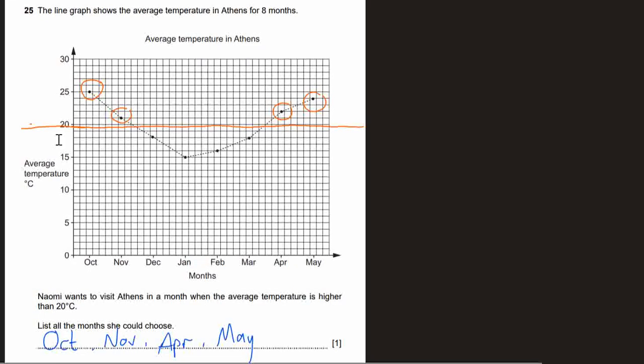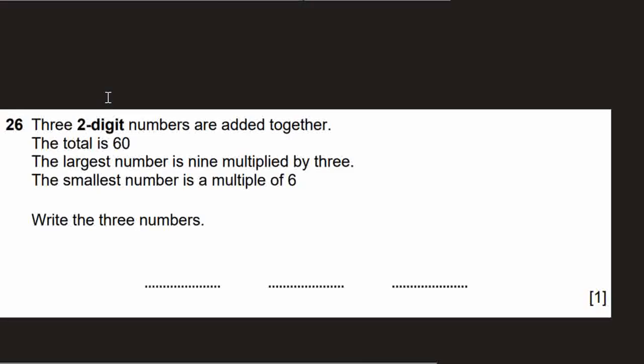Here is the answer and this is the explanation. Question 26. Three two-digit numbers are added together to make 160. The largest number is 9 multiplied by 3. The smallest number is a multiple of 6. Write the three numbers. One minute from now.